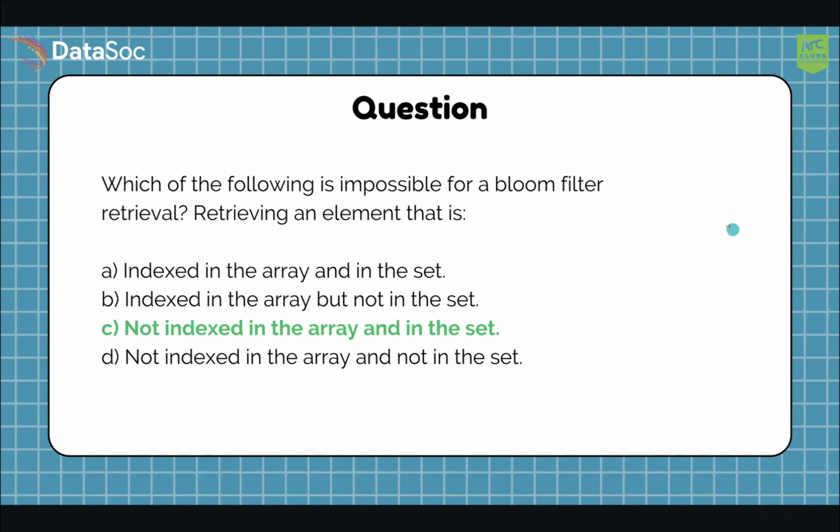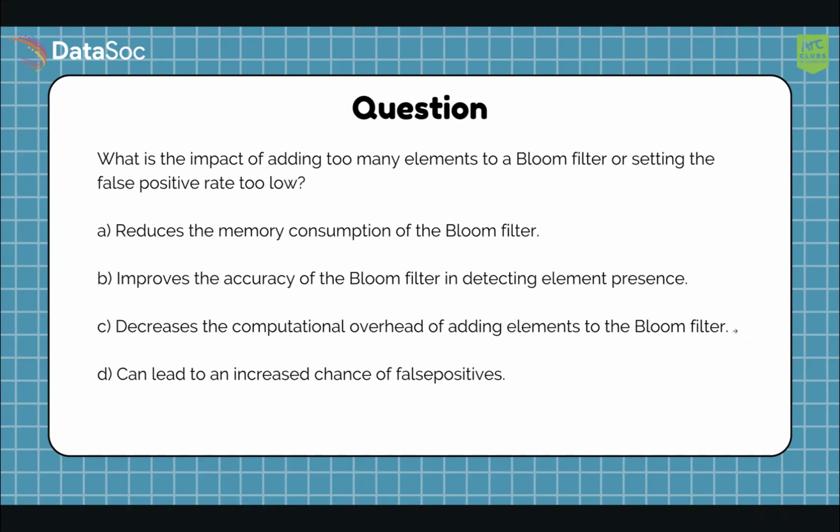Okay, so the answer in this case is option C, which is not indexed in the array and in the set, right? So we can't retrieve an element which was never indexed in the array and it's not even in the set. Yeah. Okay, what about this?